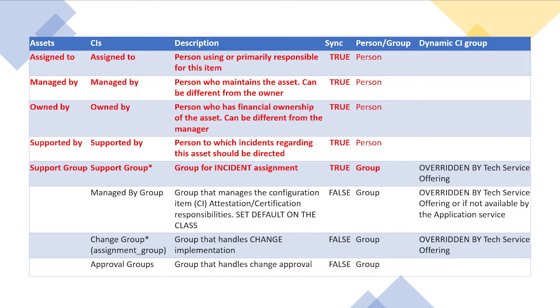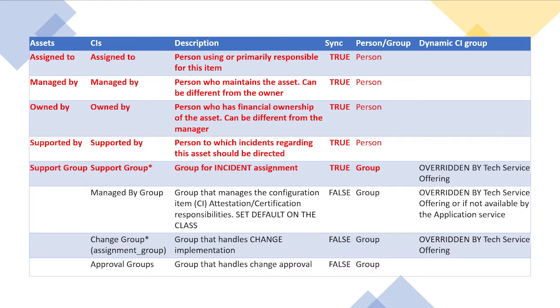The managed by field is the person who maintains the asset, and it can be the same or different than the owner. The owned by is the person who has financial ownership of the asset. The supported by is the person who is handling incidents regarding the asset, and the support group is the incident assignment group.